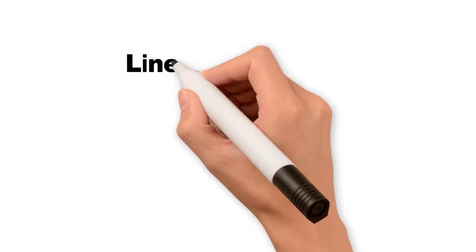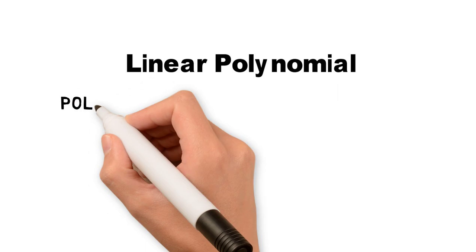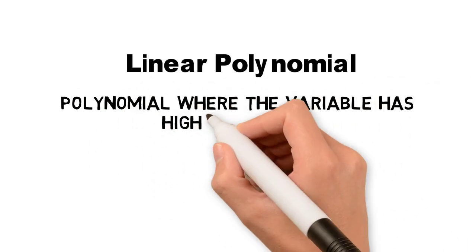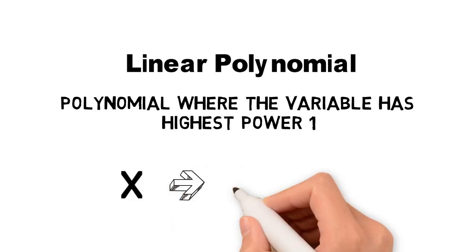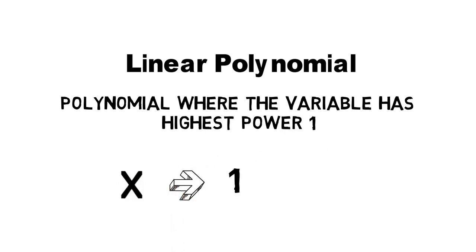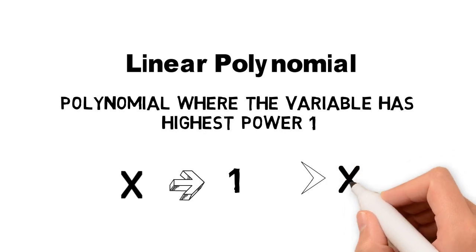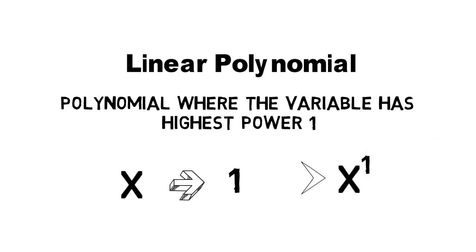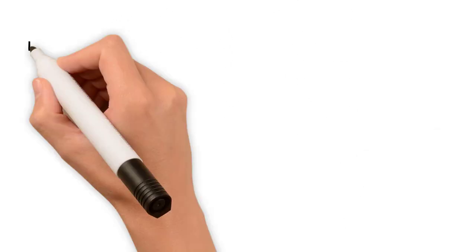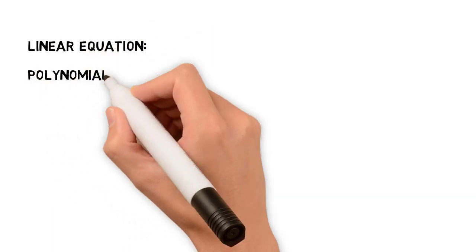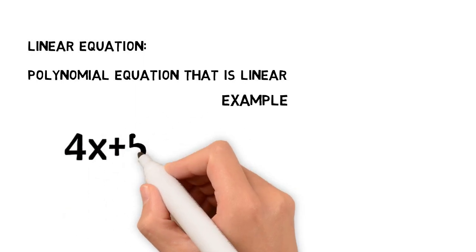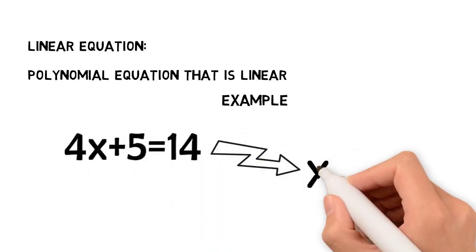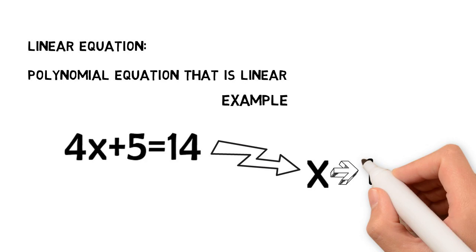Recall from last lecture, a linear polynomial is a polynomial with a variable that has a highest power of 1. So if our variable is x, then the highest power of x that we see in our equation is 1, or just x to the first, or simply x. A linear equation is a polynomial equation that is linear. For example, 4x plus 5 equals 14 is a linear equation, because the highest power of x is 1.